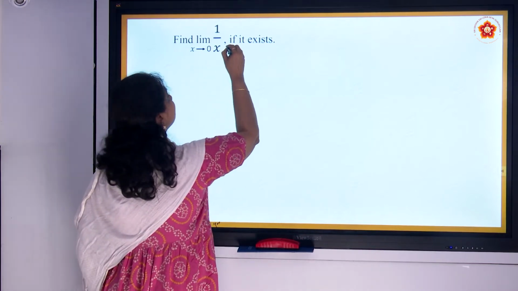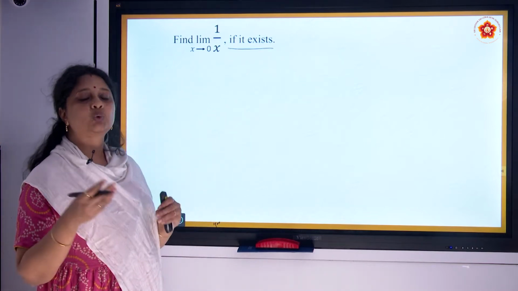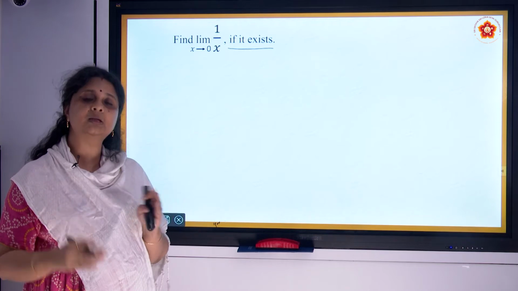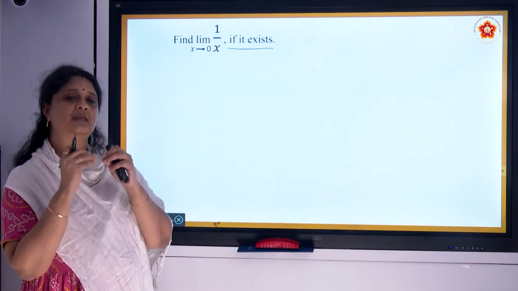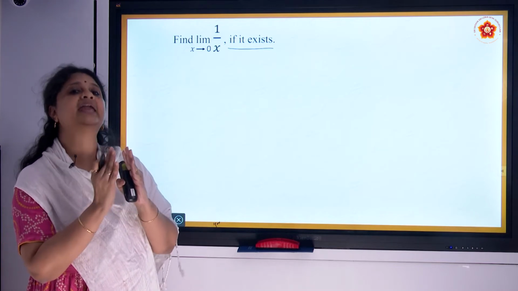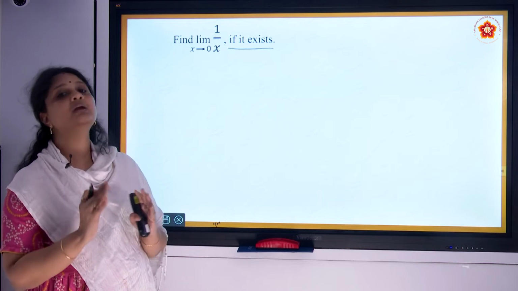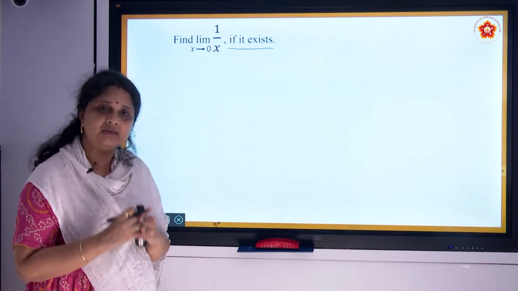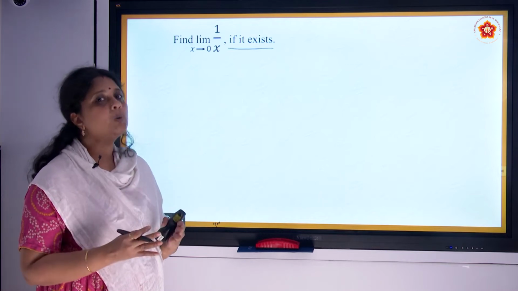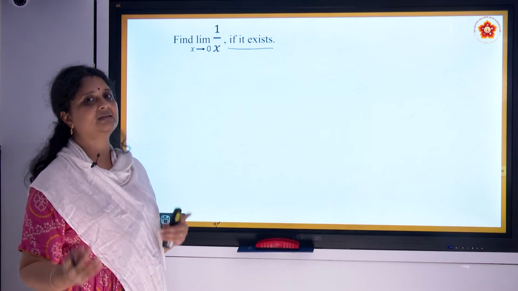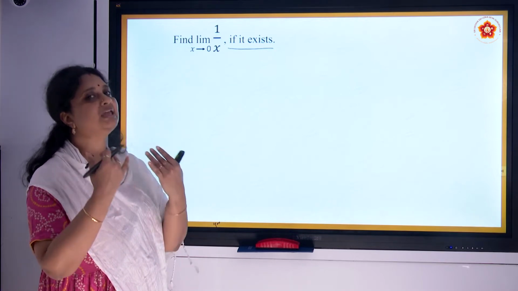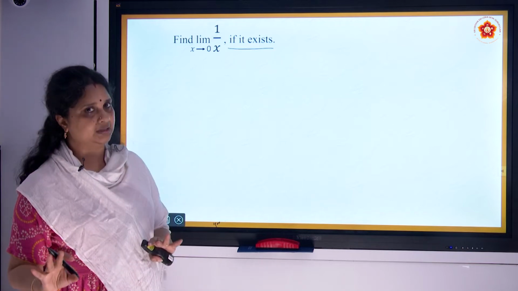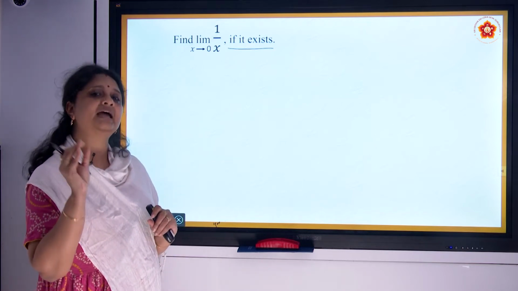It says "if it exists". What do you mean by that? We saw in the previous class that when you approach a function from left, from a number less than that particular number, and also from right, you should end up in the same value. Only then you can decide that the function will take up that value in the neighborhood. So if it exists, in the sense, if it actually comes to the same value from left and from right, only then we say that the limit exists. So now we need to check the left hand limit and the right hand limit. If both give you the same value, then we can definitely say that the limit exists, and we can say that f of x will take that particular value at that particular place.